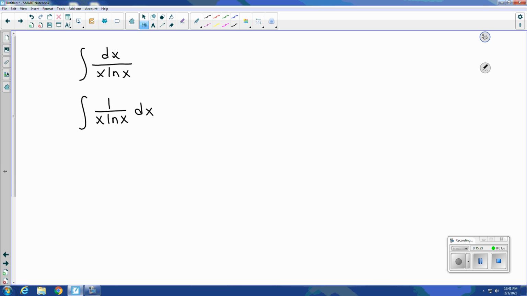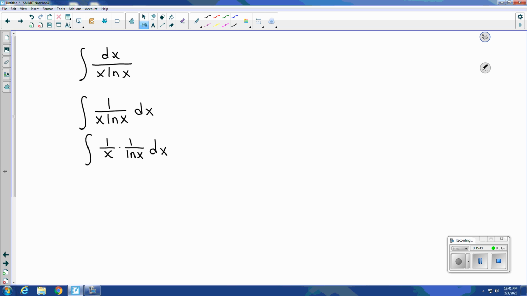I'm going to rewrite that dx off to the side because remember our integral format is some function times dx. So when I see dx in the numerator, I can just separate it if I'd like to make an easier identification of what function I'm dealing with. Now, technically, there's a product here. We have 1 over x times 1 over ln x.